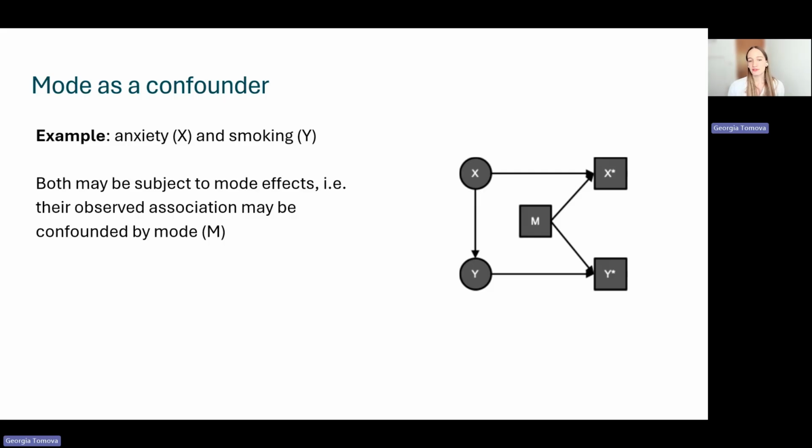However, we don't have the latent X and Y. Instead, we have some measured versions of them, which we call X star and Y star. Obviously, X will cause X star and Y will cause Y star. But both of these might be subject to mode effects. In other words, their observed association might be confounded by mode, because we would depict this with mode as a cause of both X star and Y star, if we believe that they're subject to mode effects. So we can immediately see this confounding structure.